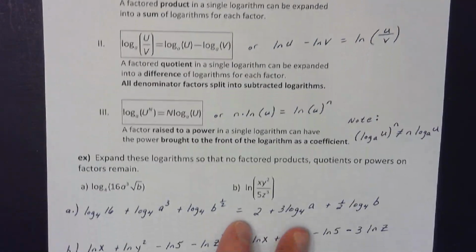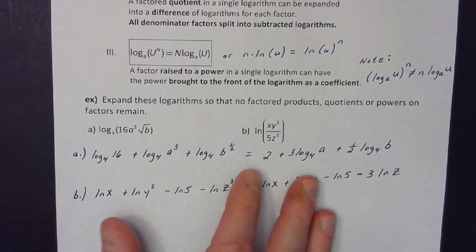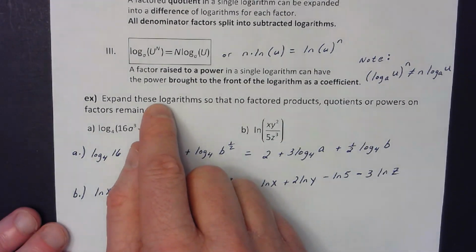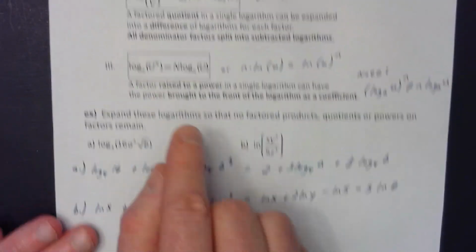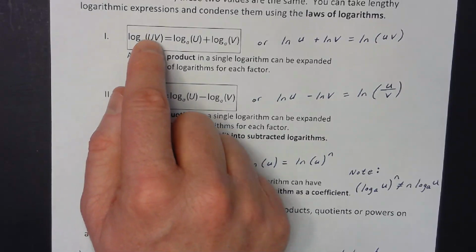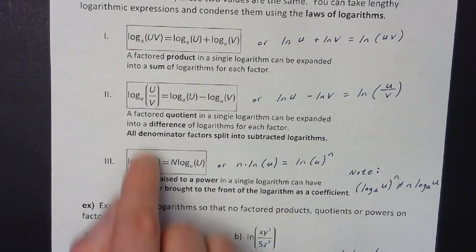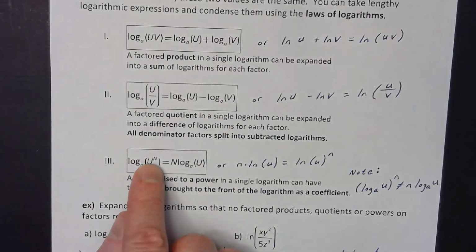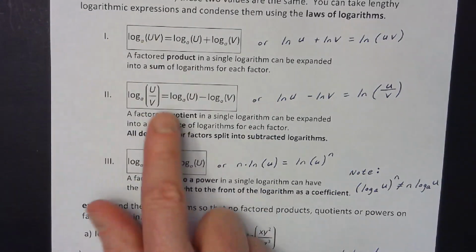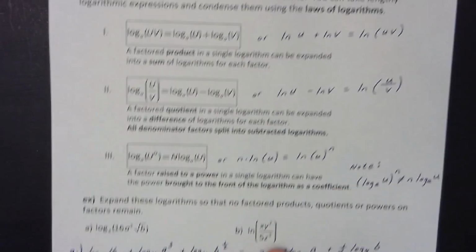Okay, now let's look at some examples. In this one, we're asked to expand these logarithms. So expansion is when we're going from the condensed version. In condensed version, terms are always multiplied, divided, and you have powers. In expanded form, you don't have any of those. You have no multiplication, no division, and no powers.